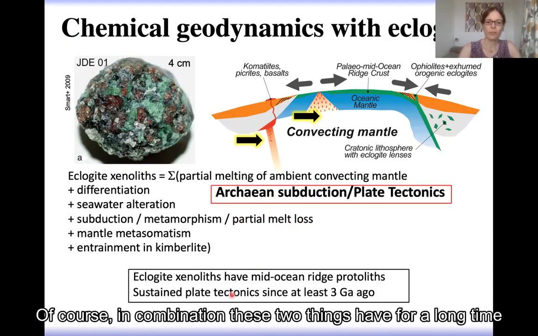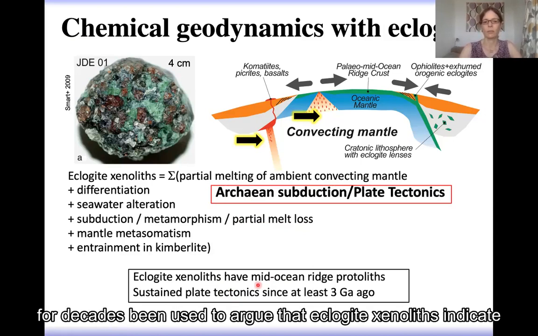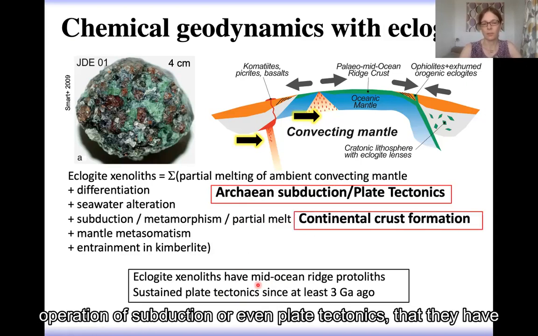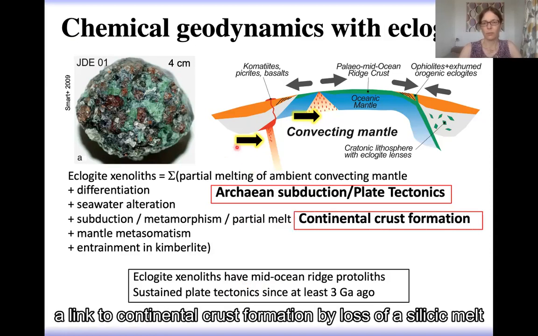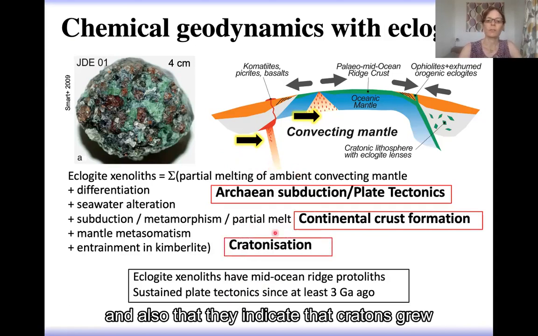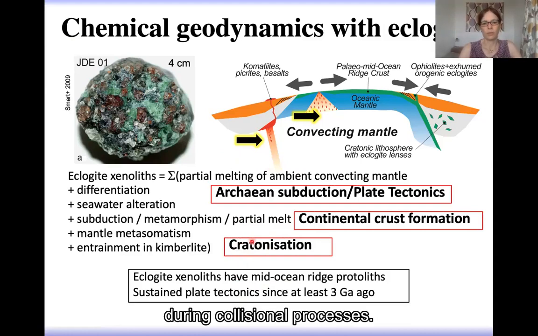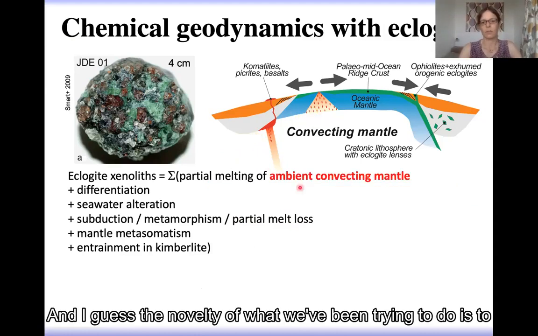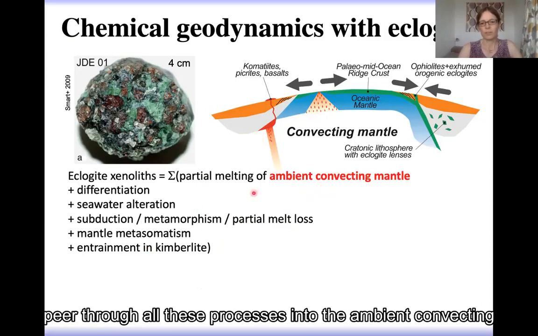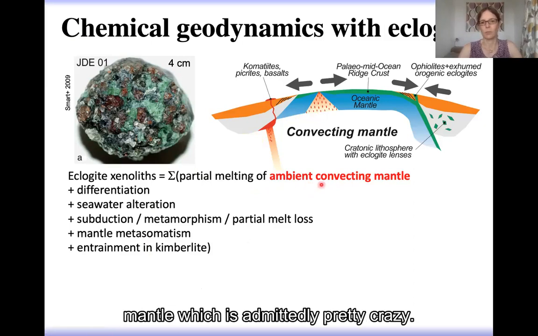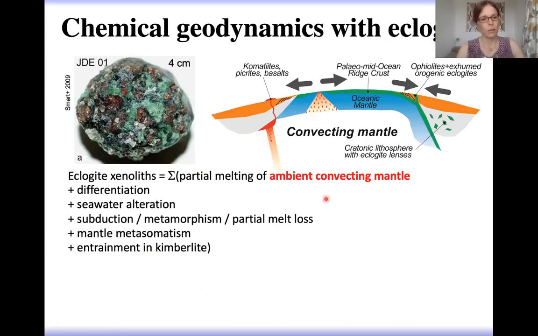Of course, in combination, these two things have for a long time, for decades, been used to argue that eclogite xenoliths indicate Archean subduction or even plate tectonics, that they have a link to continental crust formation via loss of a silicic melt, and also that they indicate that cratons grew during collisional processes. And I guess the novelty of what we've been trying to do is to peer through all these processes into the ambient convecting mantle source, which is admittedly pretty crazy.